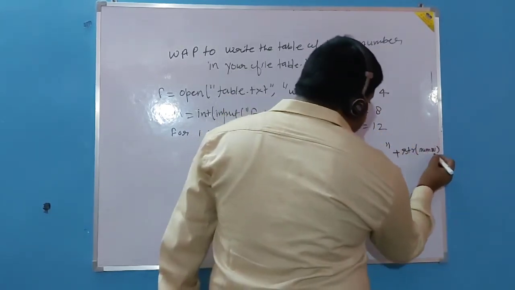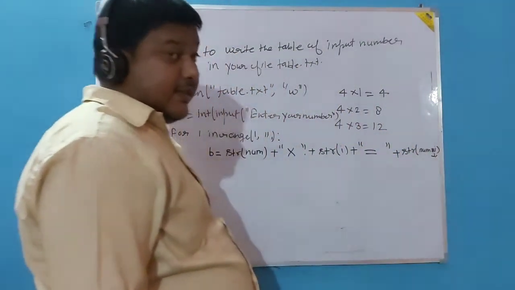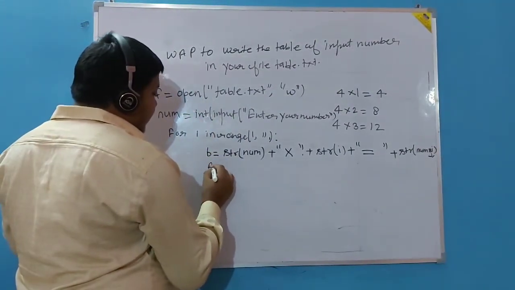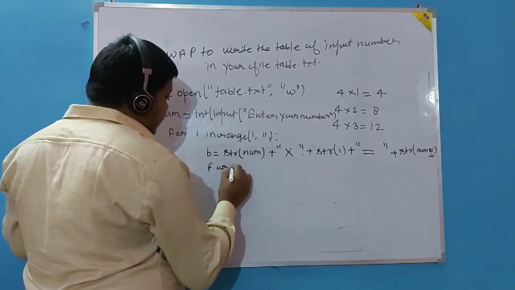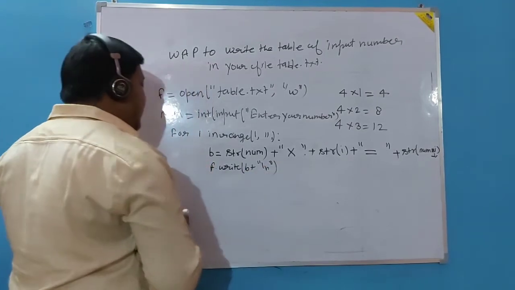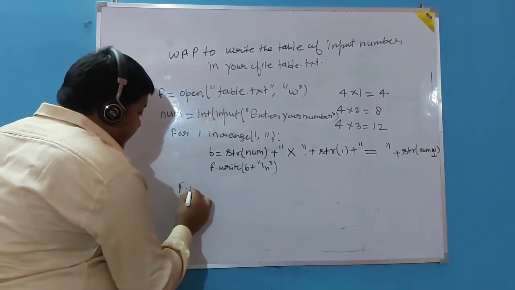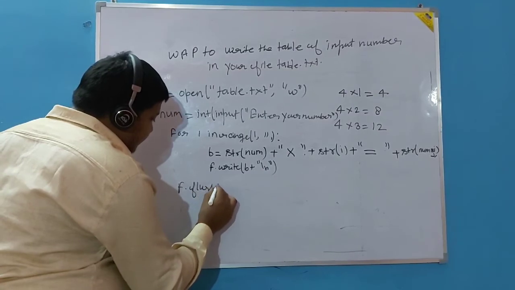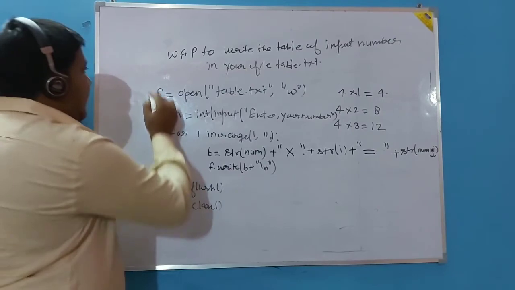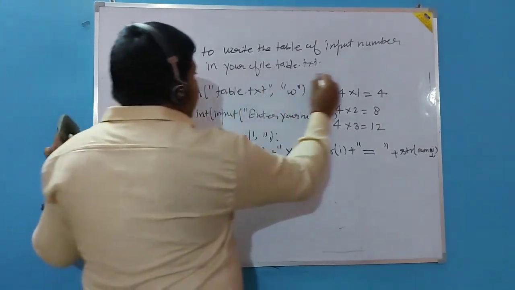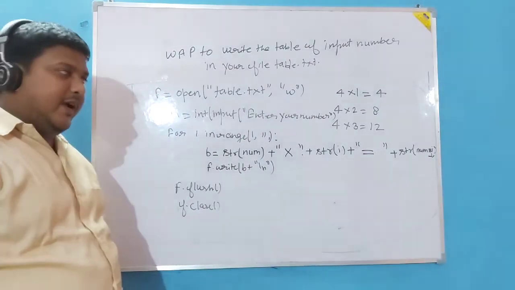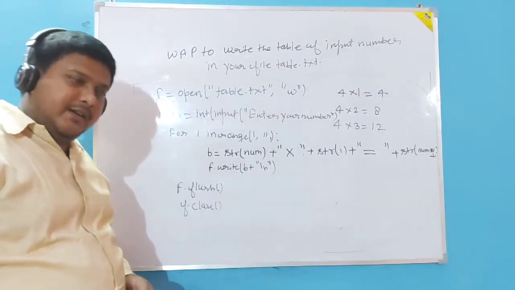Here we have to use the asterisk sign. The asterisk sign is for multiplication, and then after that I will write f.write(b), and we have to change the line. And then after that I have to write f.close. After running this program, you will get one table, whatever number you have input, stored in your file. So that is also a way to write data in your file.